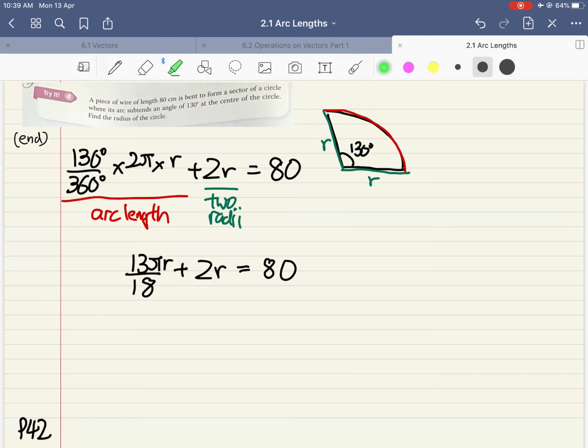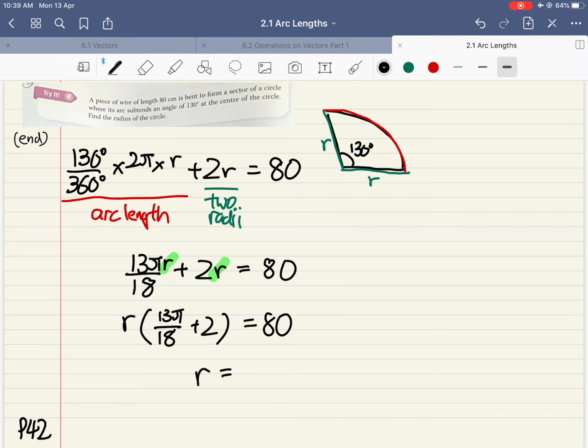How do I simplify this? Notice that the common factor is r. If I factorize r, I get r times 13 pi over 18 plus 2 equals 80. How do I solve for r? I just take 80 divided by 13 pi over 18 plus 2. Simplifying that, what I get is the radius of the circle to be 18.7 cm. And that concludes this section on arc lengths.